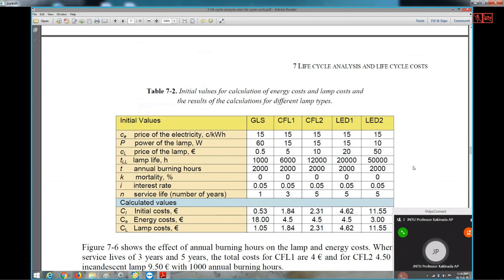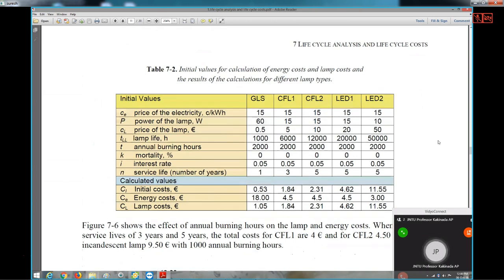The GSL lamp costs 1.05 pounds, the CFL lamp 1.84 pounds, CFL lamp 2.31. Then LED 1 costs 4.62, and LED 2 costs 11.55 pounds. Convert everything into equivalent Indian rupees.